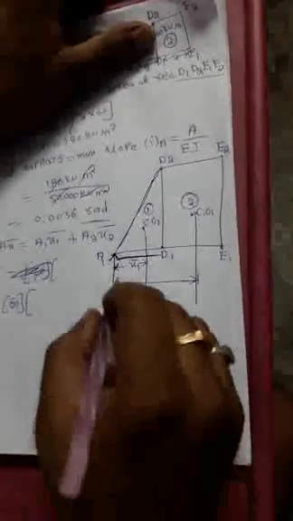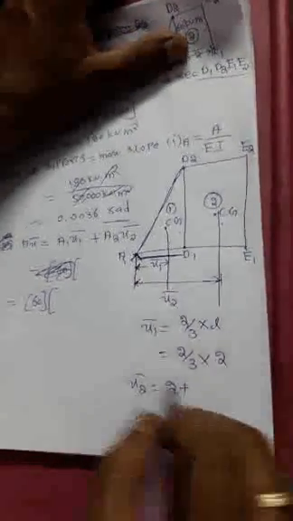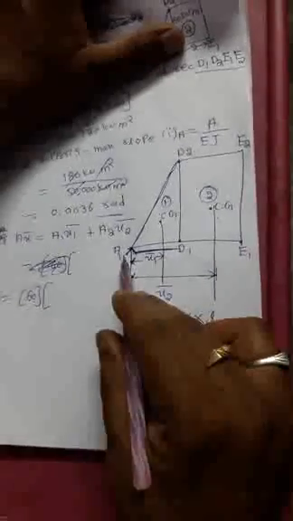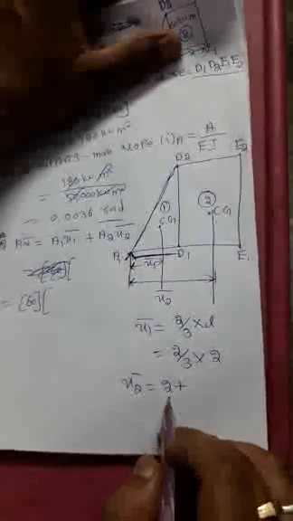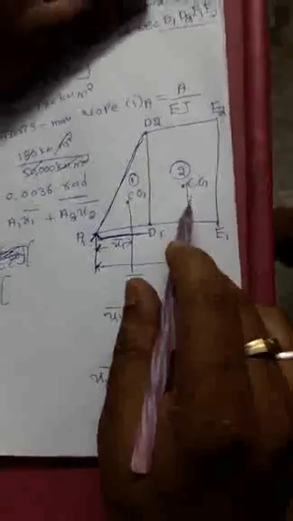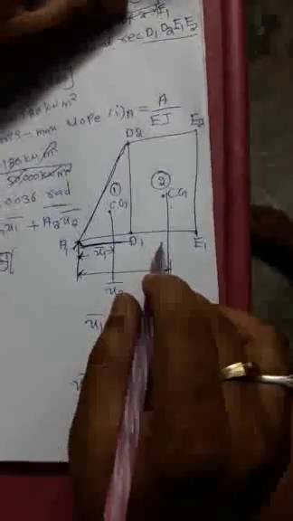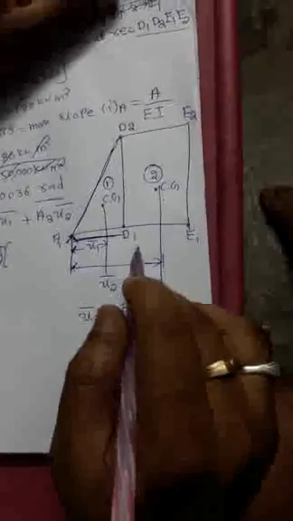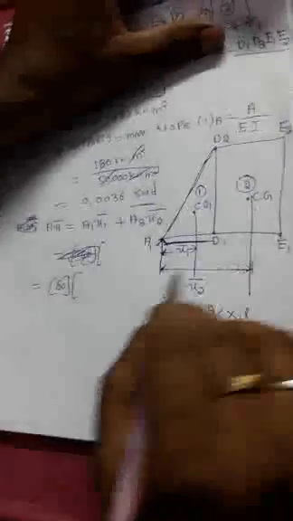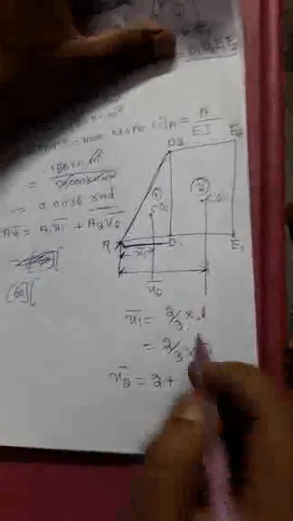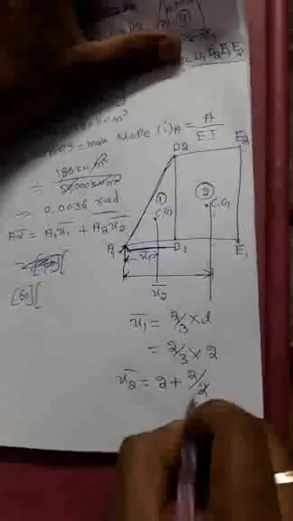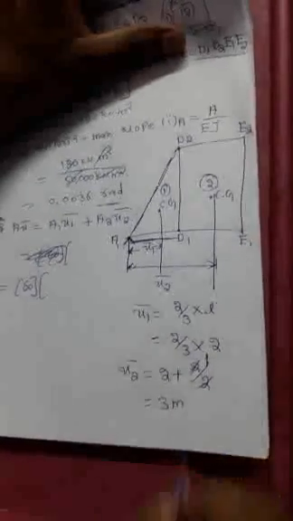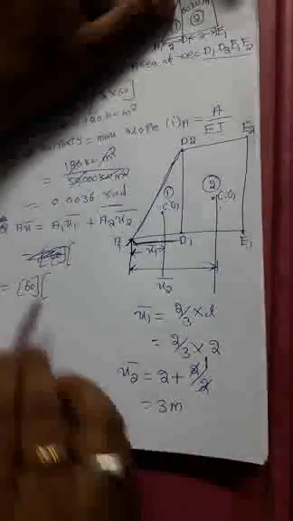And x2 bar is the distance from here to here. The distance from A1 to D1 is 2 meters, plus this looks like a rectangle. The rectangle's centroid formula is either horizontal base by 2 or vertical height by 2. Here x is horizontal, so base by 2. The base is 2, so 2 by 2 is 1, and here it is 3 meters. So we substitute these x1 bar and x2 bar in this formula.